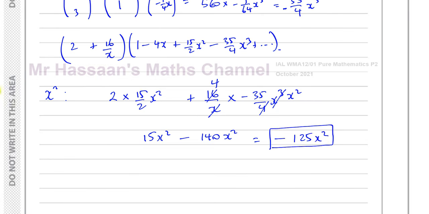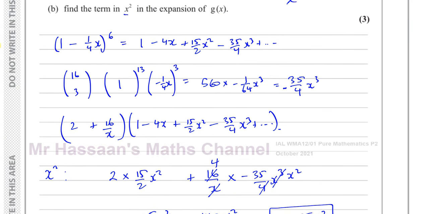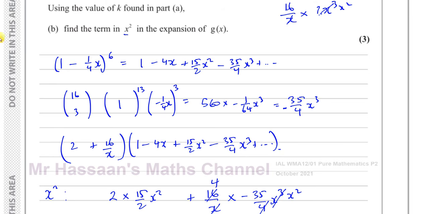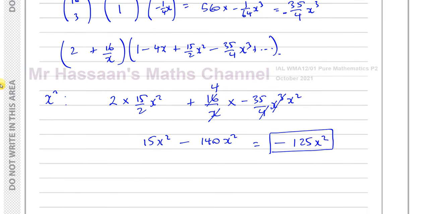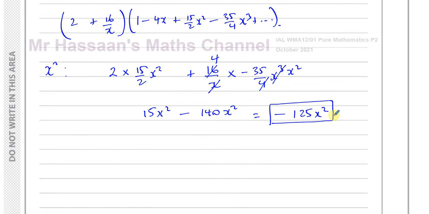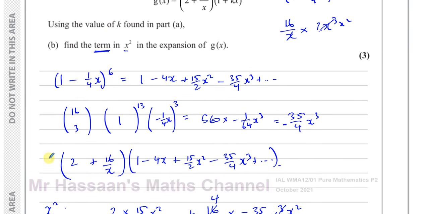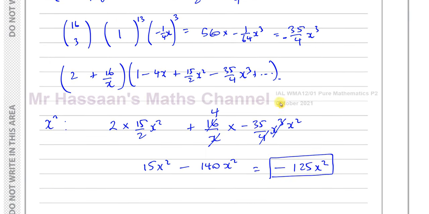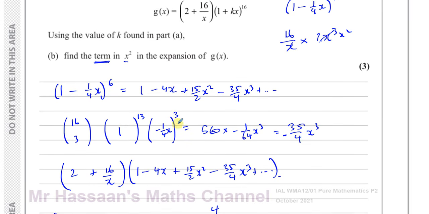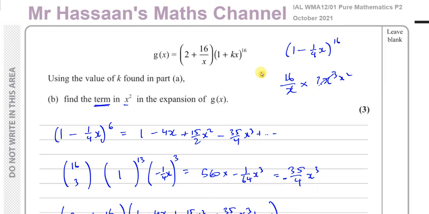It's asking for the term in x squared, so we don't just give the coefficient. If it said find the coefficient, we'd only write minus 125. But it says the term, so we have to write down the x squared with it. And that's how we deal with that question. You have to extend the expansion by one more, because the 16 over x times the x cubed will also give us an x squared term. We have to multiply those two together to give us x squared. That's why we had to extend our expansion up to the x cubed term of this bracket. So there's the answer to part B of this question.